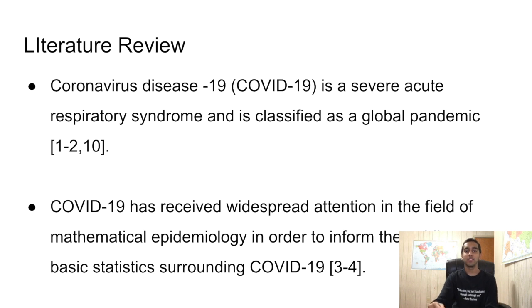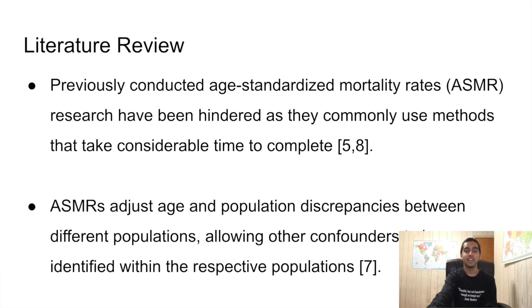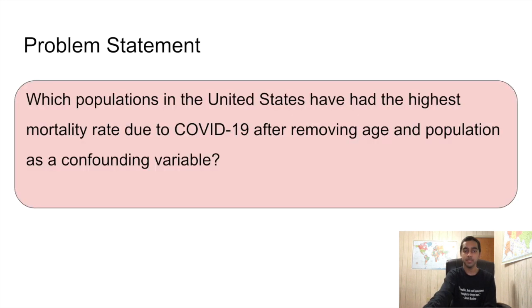There's been important research regarding this field. Firstly, COVID-19 is a virus strain that has caused the pandemic. Thus, informing scientists and the public is vital. Specifically throughout the world, namely the US, there's been a lack of age-specific statistics and information being provided. This is largely because calculating ASMRs, or age-standardized mortality rates, involves lengthy manual models, and ASMRs show the mortality rate after removing age discrepancies as a variable.